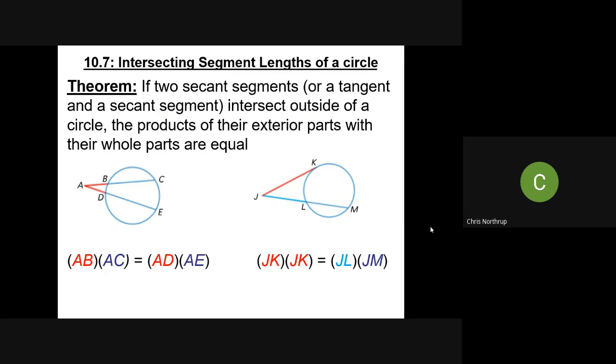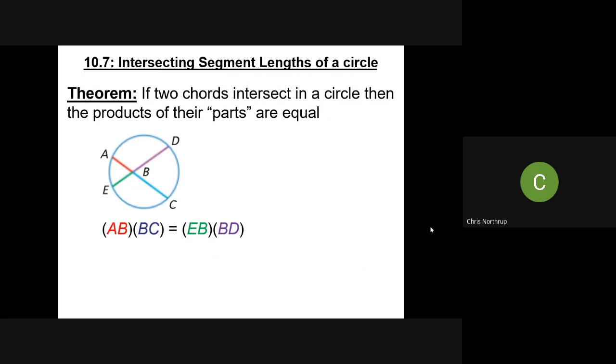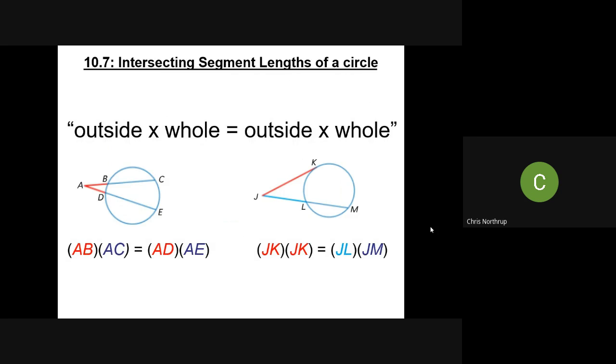So the tricky part with a lot of the diagrams, they're going to throw some numbers at you. You just want to really focus on the pattern, which is outside times whole equals outside times whole. So the big takeaways for getting started on those Schoology questions: these two equations here with secants intersecting each other, or a secant with a tangent, and with two chords meeting, it's part times part equals part times part. That should do it for 10.7.